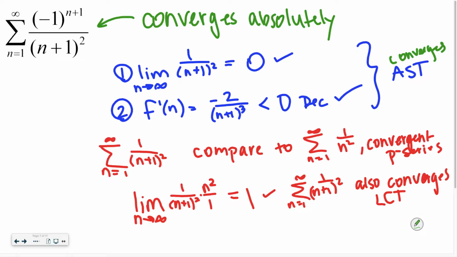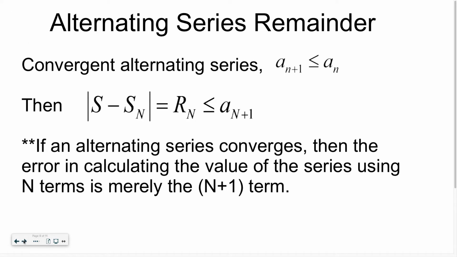Okay, now, we also need to talk about the error in our approximation. So we can't always find the infinite sum, but we could find like the 6th partial sum, or the 7th partial sum, or the 8th partial sum. And I want to talk about the error in that. So the alternating series remainder is something that will become important. So I'm going to have you write it down, and then I'm going to talk about it.